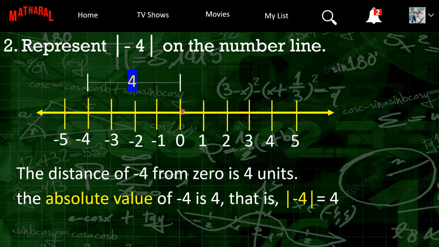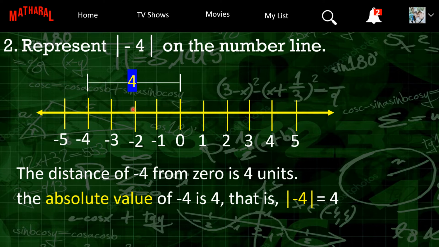Then we're going to count it one at a time. 1, 2, 3, 4. So we have 4 units from 0 to negative 4. Since we are talking about distance, there is no such thing as negative distance. It says on previous slides that when we talk about distance, it is always positive. So, in here, the distance of negative 4 from 0 is 4 units.